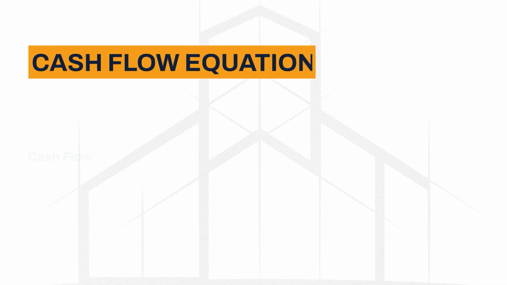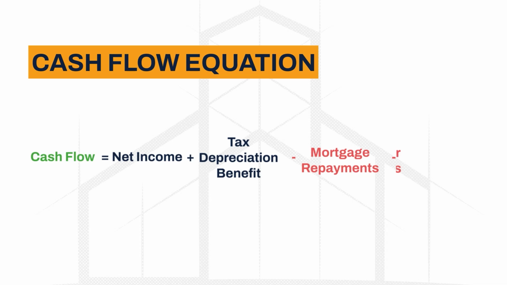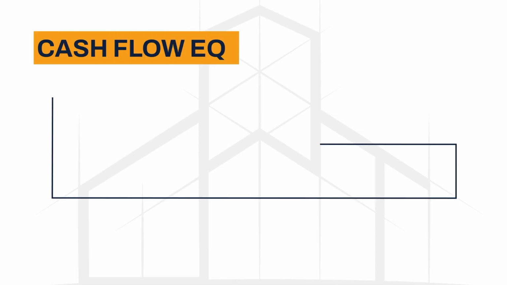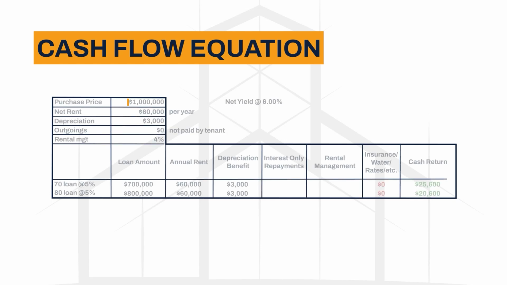Think of the equation as this. Cash flow equals the net income plus tax depreciation minus mortgage repayments minus all other owner expenses. As we looked at in Module 1, one of the main reasons investors look at commercial is the high cash flow. This allows them to service the loan while expanding their portfolio much more easily. Let's look at an example to see how to calculate cash flow using our cash flow calculator easily. You will find the Excel spreadsheet in the download section. In our example, we are purchasing a commercial property for $1 million.